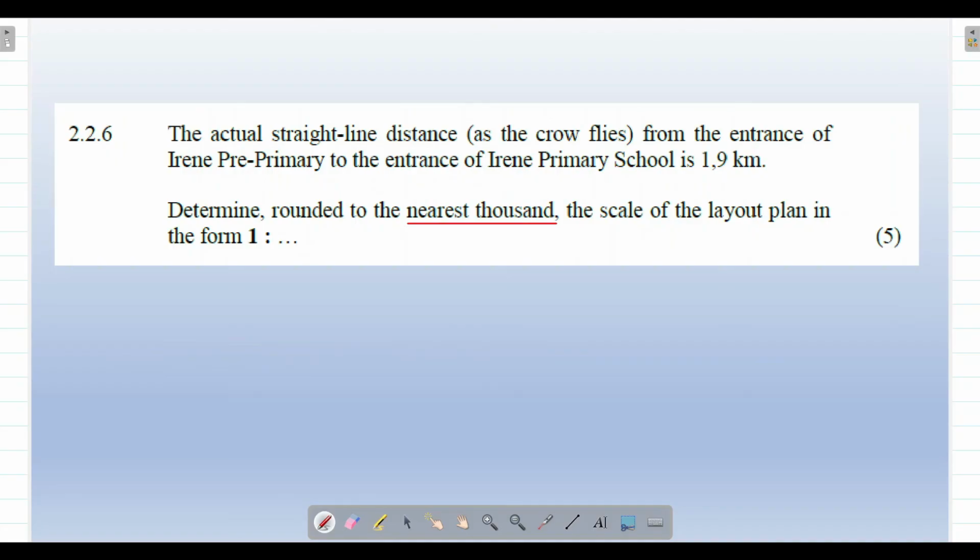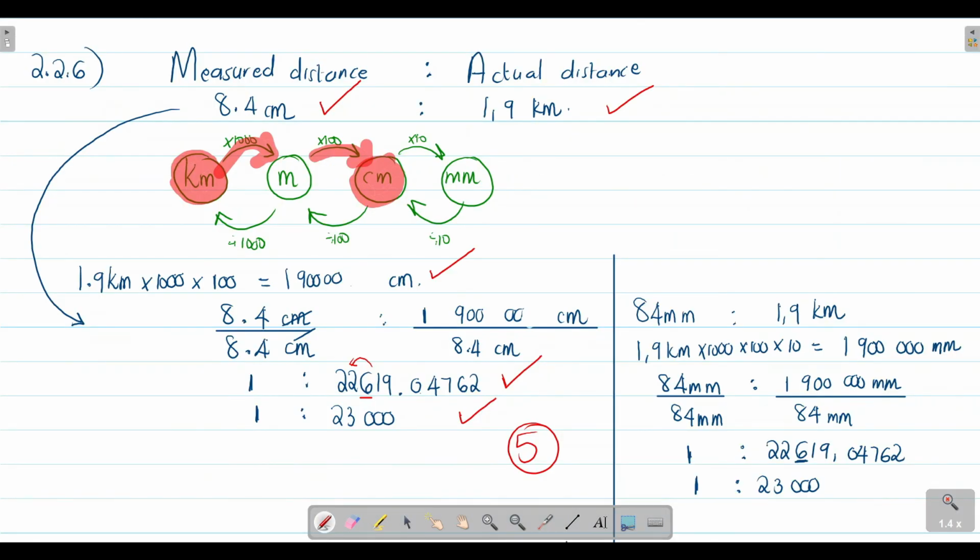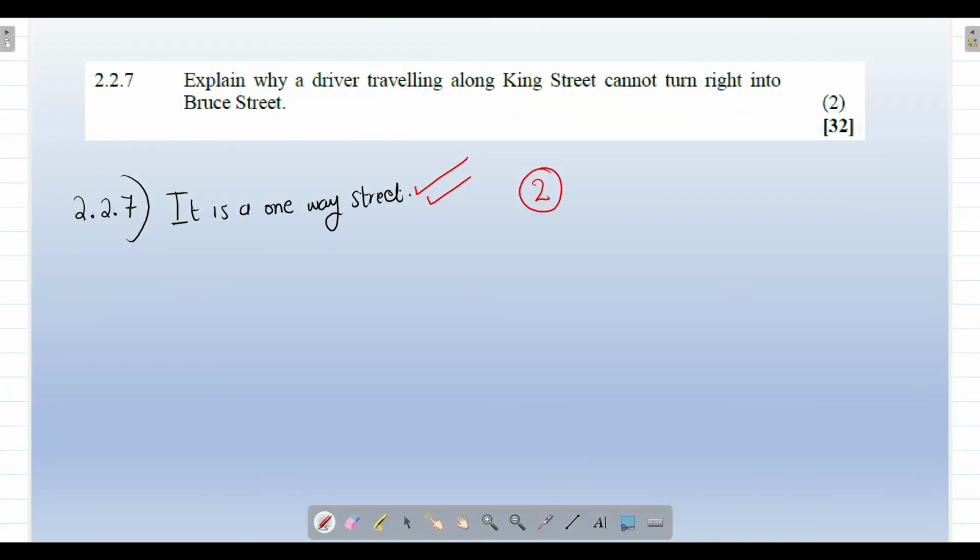In question 2.2.6, we really need to be able to convert from kilometers to centimeters, from kilometers to millimeters. So we are converting, and also understanding that we're dealing with a number scale, and that you literally need to measure the distance on your paper, from the Irene pre-primary all the way to Irene primary school. And then you need to work with that to get the ratio in the form of 1 is to something. And the last question is also still just interpreting the information that is given to us on the map.